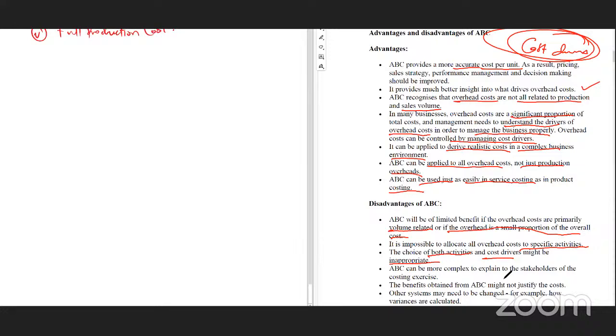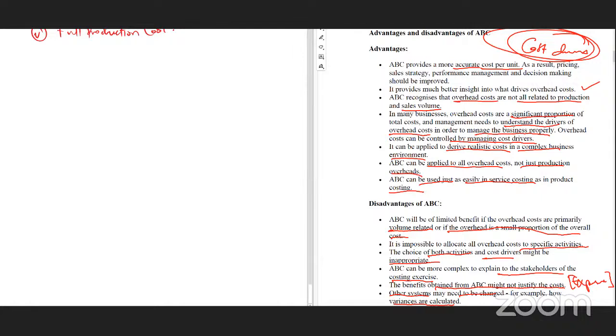And ABC can be more complex to explain to stakeholders of the costing exercise. The benefits obtained from ABC might not justify the cost because ABC can be expensive when you bring somebody to implement it for you in real life. And other systems may need to be changed. For example, how variances are calculated will now change because now you are using a different costing system rather than standard costing. Okay, so this is everything you need to know about ABC for the exam.